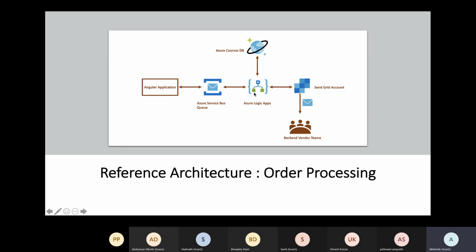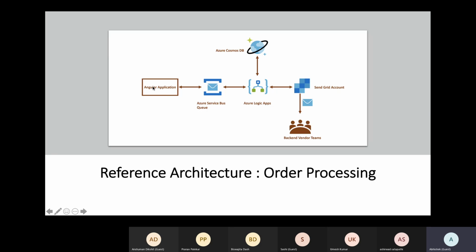And once it processes, I'm using this SendGrid service. It's a third-party mailer service available as a PaaS service in Azure. So you can create a SendGrid account in Azure PaaS, and you can send mails. So I'm using the SendGrid service for sending the mails.